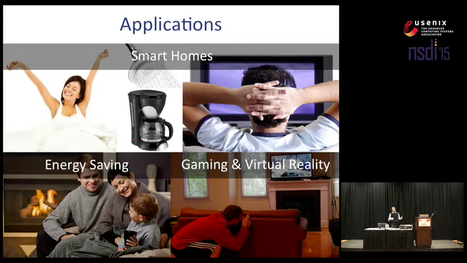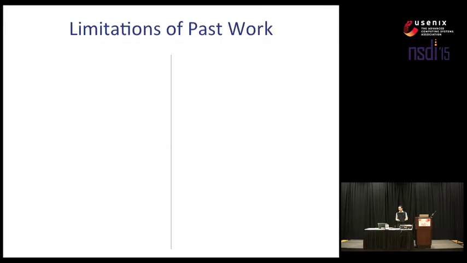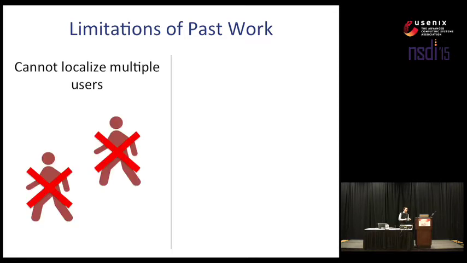Now, past work has made major leaps toward this vision. But these systems still have two main limitations. The first limitation is that they cannot accurately localize multiple people at the same time. And the second limitation is that they cannot localize a static user. So they need the user to move.